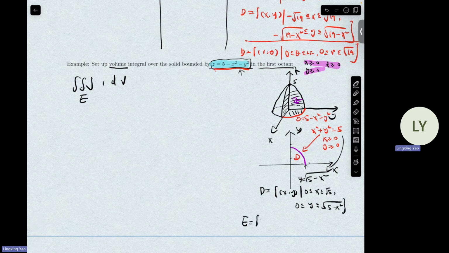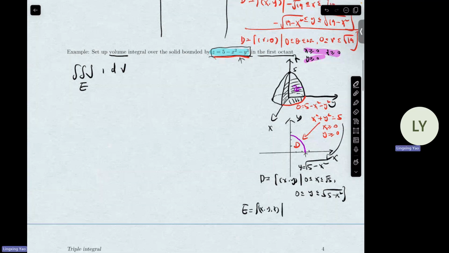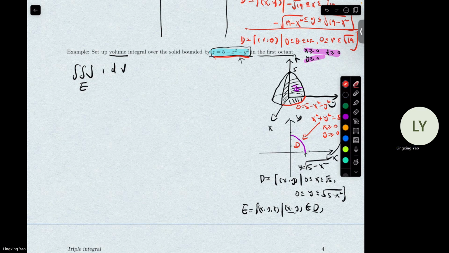And how about E? Well, for E, we have x, y coming from D. So this simply means x, y is coming from D. And then we stand in this projection, for example, here in D, and shoot a laser. We know the lower bound for the z variable will be 0. And then the upper bound for the z variable will be on this paraboloid, which is 5 minus x squared minus y squared. So this is our domain.